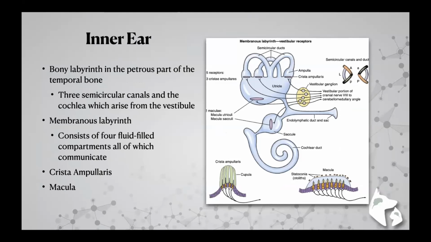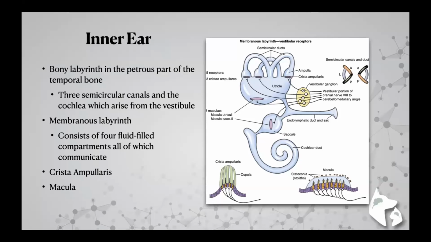So the inner ear. The inner ear has two major components. You have a bony labyrinth, which is located within the petrous part of the temporal bone. Within that bony labyrinth, there are three semicircular canals and the cochlea. And all of these structures arise from the vestibule, which is just a large opening in the bone. Within the bony labyrinth, there is a fluid called perilymph. It surrounds what we call the membranous labyrinth, which is located within the bony labyrinth.